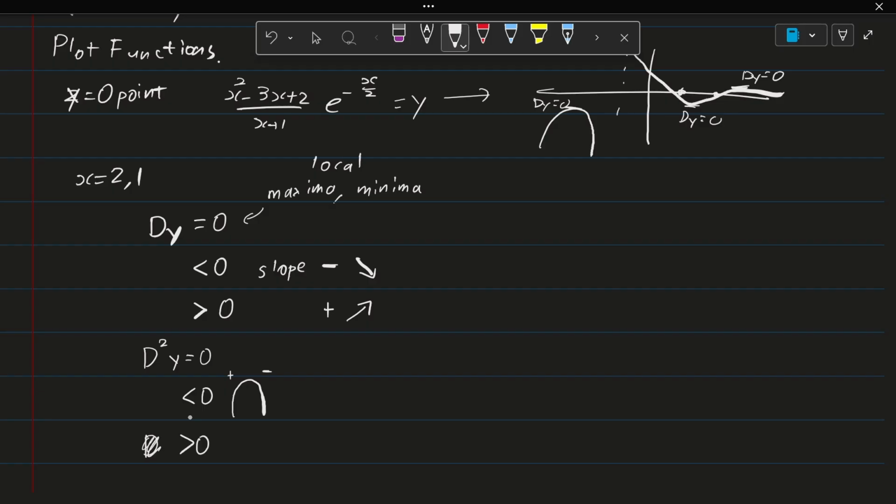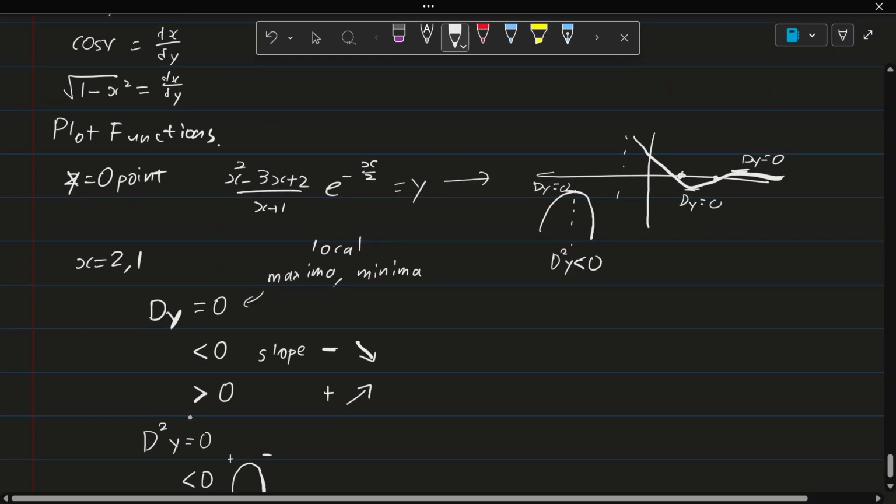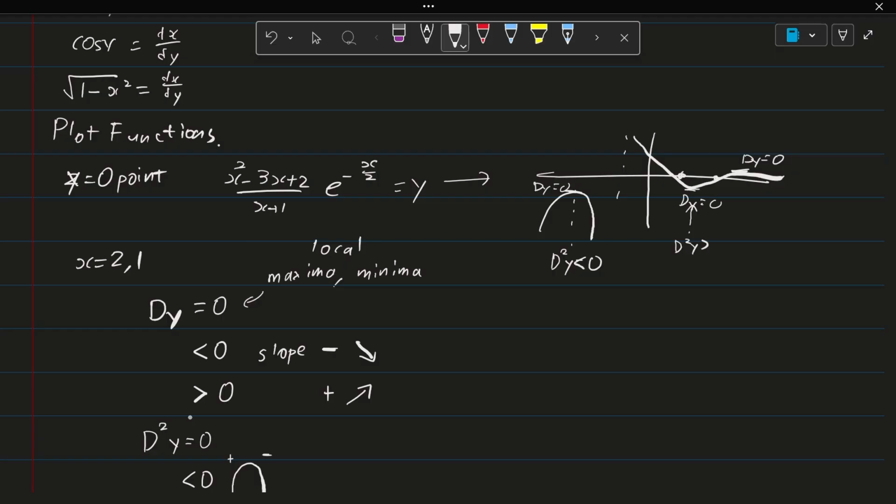For if it is greater than 0, you would obtain this local minima. So it goes from negative to positive. So in here we do see at this point the d squared y is less than 0. In here it is the d squared y is greater than 0, and here the d squared y is less than 0. So just by using this, you could actually try to sketch almost any type of function.